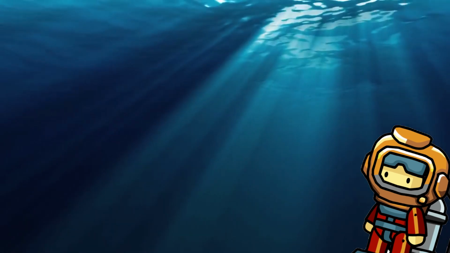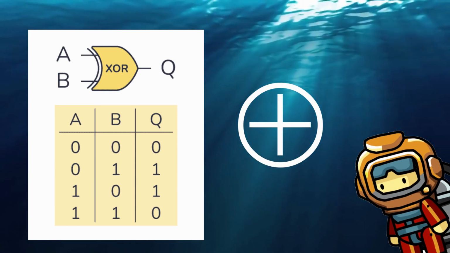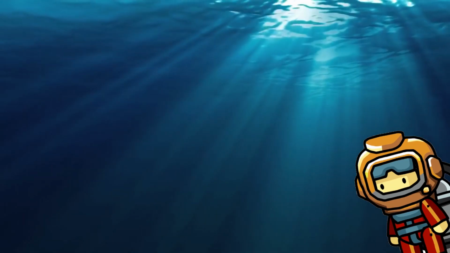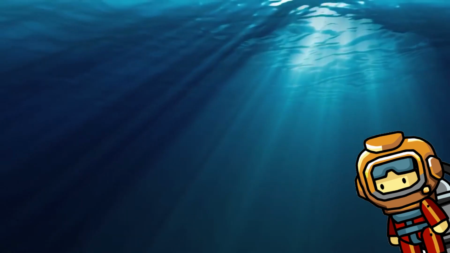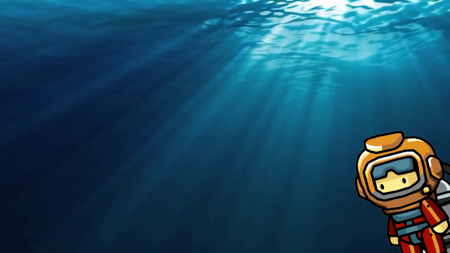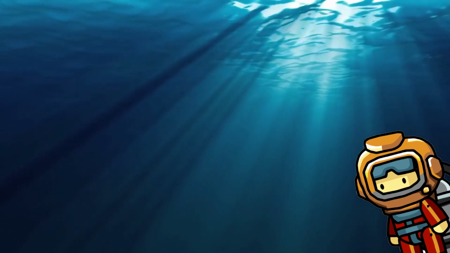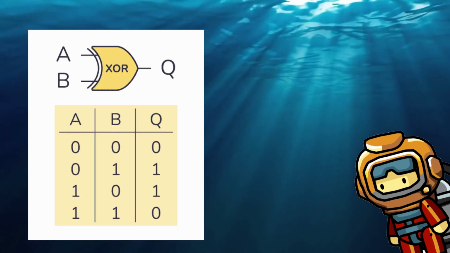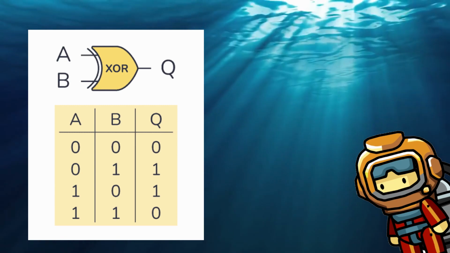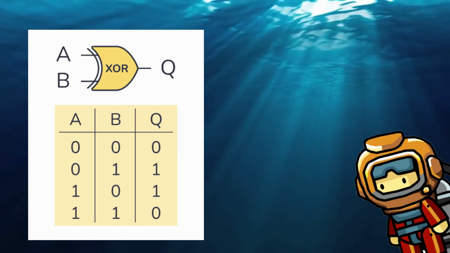Next, we have an XOR gate. It's represented by this symbol, which looks like a plus sign inside of a circle. Just for review, an XOR gate will behave the exact same as an OR gate, except that when both A and B are 1, the result will be 0. So let's see the truth table for XOR real quick. When it's 0 and 0, you get 0. 0 and 1 is 1. 1 and 0 is 1. And 1 and 1 is 0.